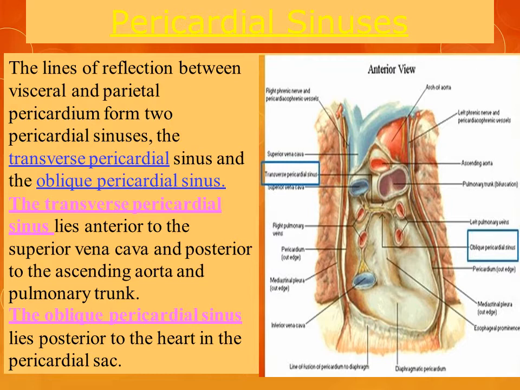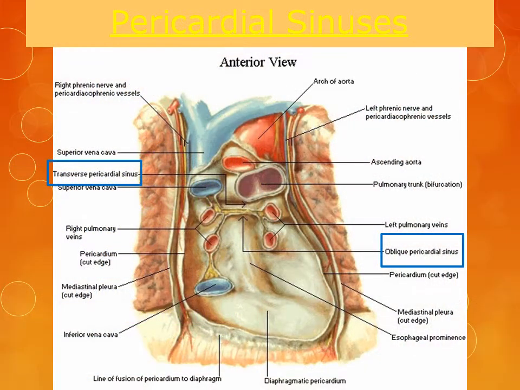The transverse pericardial sinus lies anterior to the superior vena cava and posterior to the ascending aorta and the pulmonary trunk, and the oblique pericardial sinus lies posterior to the heart in the pericardial sac, means transverse is present anteriorly and the oblique is present posteriorly. So in the anterior view we can see the right and left brachiocephalic veins forming the superior vena cava. This is the ascending aorta. Between the ascending aorta and the superior vena cava we have the transverse pericardial sinus.